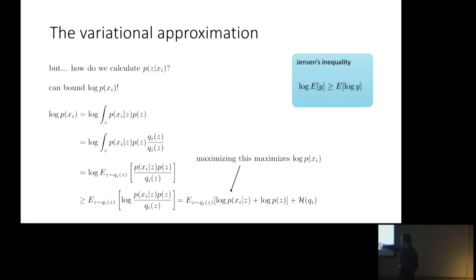But first, a quick comment just to explain where we're at. Because this thing is a lower bound on log p of x, we know that if we can maximize this thing, it'll push up log p of x. So this is the thing that we need to maximize. We're good on that. Now let's understand why this entropy is there and what it means.